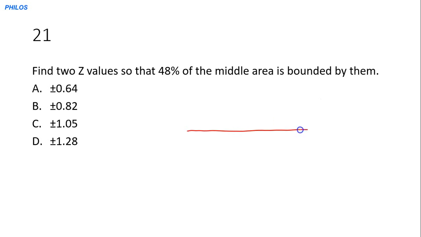What this means is that if you have a curve and the middle is 0, the question says 48% of the middle, so it means from somewhere here to here, equal length from 0. From 0 to this place, you have equal length as 0 to this place. So the whole of this part is 48% of the total area under the curve, that is 0.4800. The question wants us to find the z-score that will be here and the z-score that will be here.